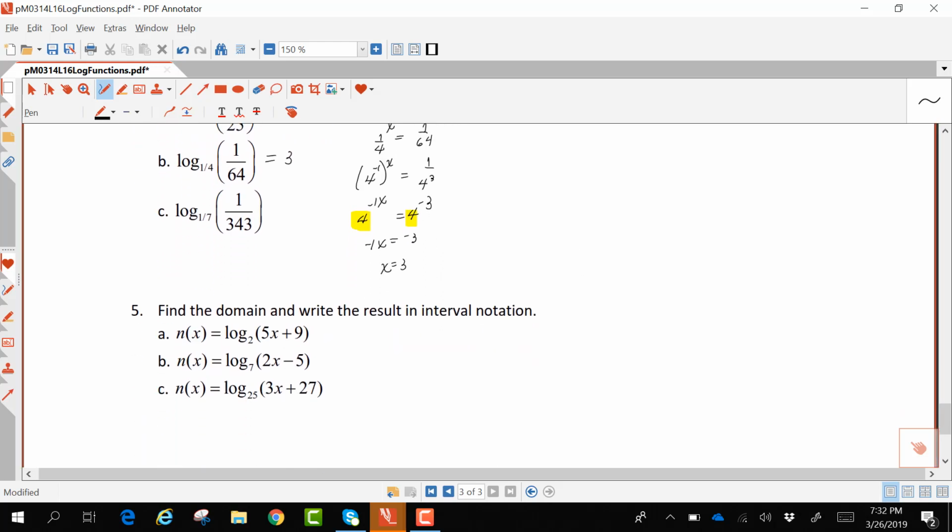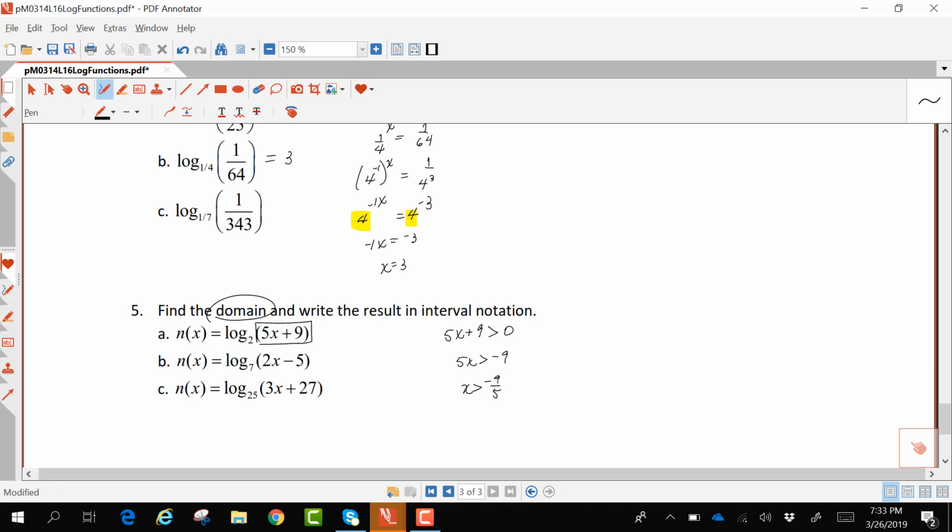Moving down to part 5, this is actually probably an easier part of the connection to college algebra. It is asking us to find the domain. Well, the domain requires the argument of the logarithm to always be positive, or in other words, to always be greater than 0. So to find the domain, you would set the 5x plus 9 greater than 0 and then solve. Most of these will be relatively easy solving processes.